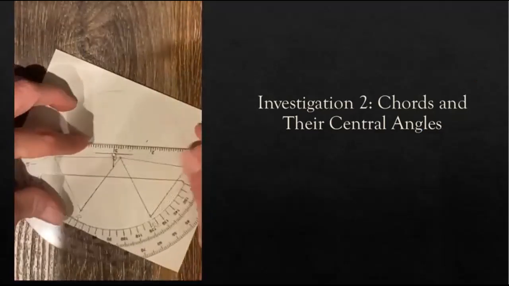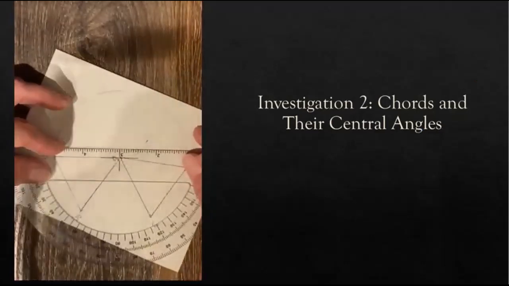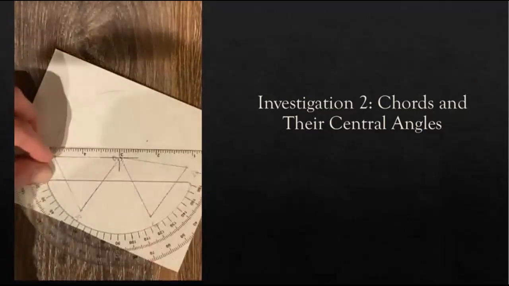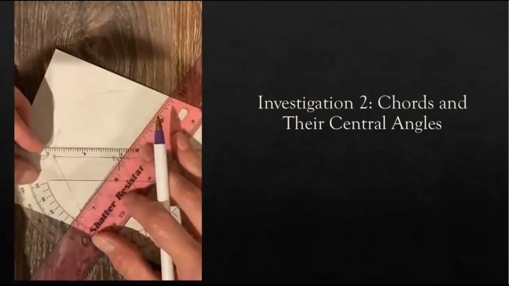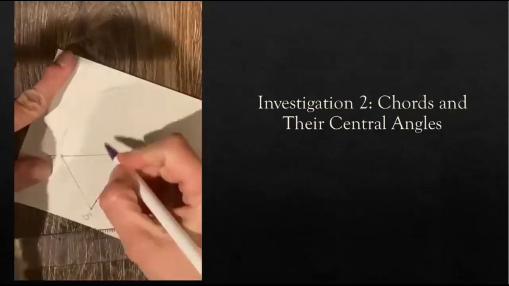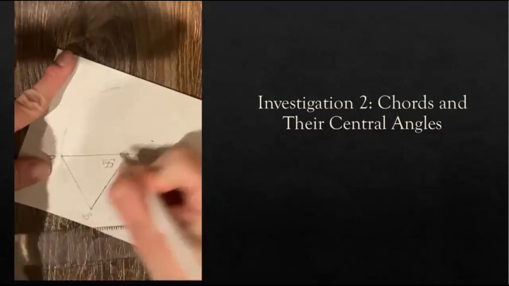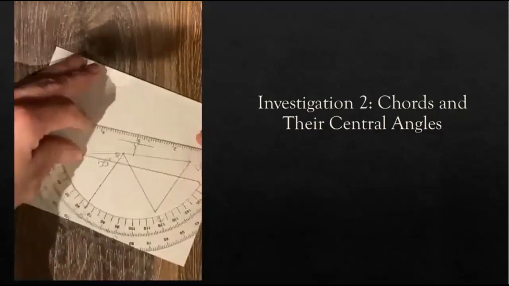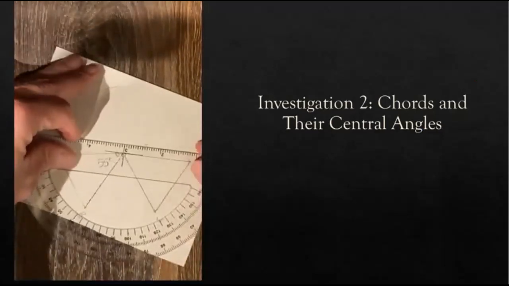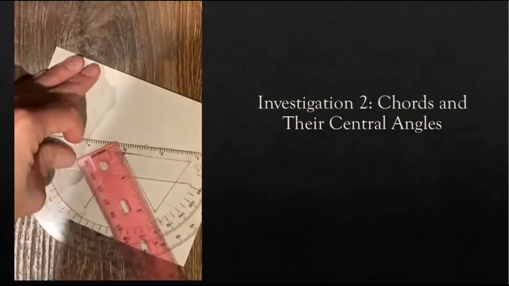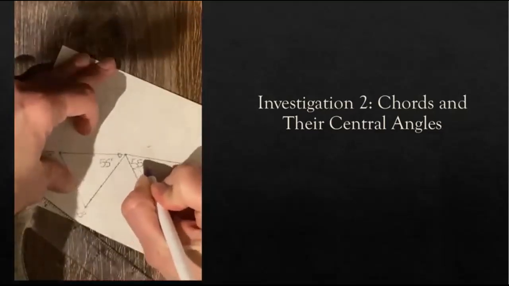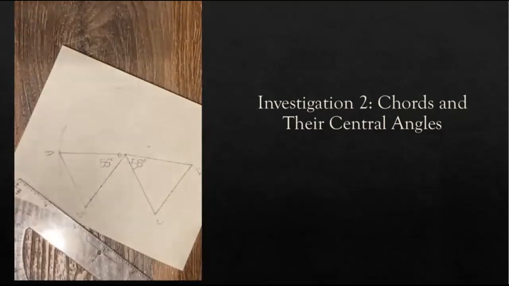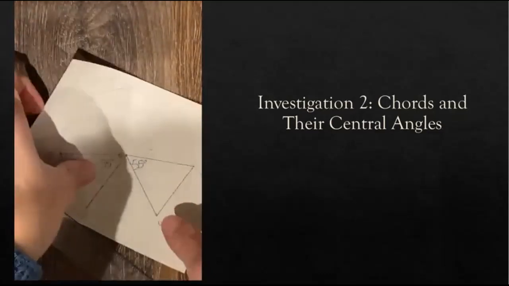Now I'm measuring that central angle. I end up using my ruler just to extend the ray so that I can get a good measurement on my protractor. And I can see that they're both 55 degrees in those central angles. How could I fold my paper to check?